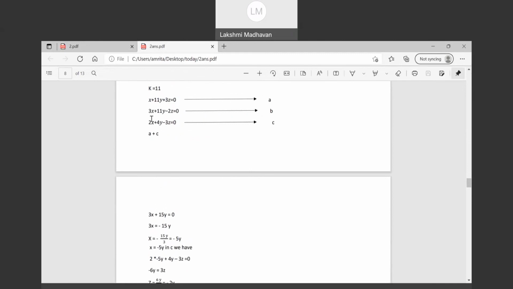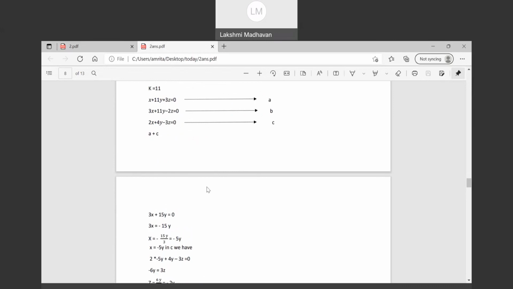So it's x plus 2x, which is 3x, 11y plus 4y is 15y, and this z term gets cancelled. So I'll have a relationship between x and y here. So it's 3x equal to minus 15y. So x becomes minus 15 by 3 y, which is minus 5y. So x equal to minus 5y, it's the first part.